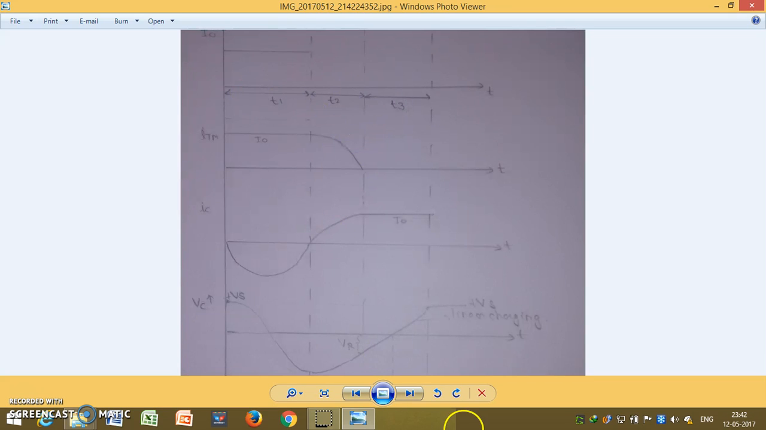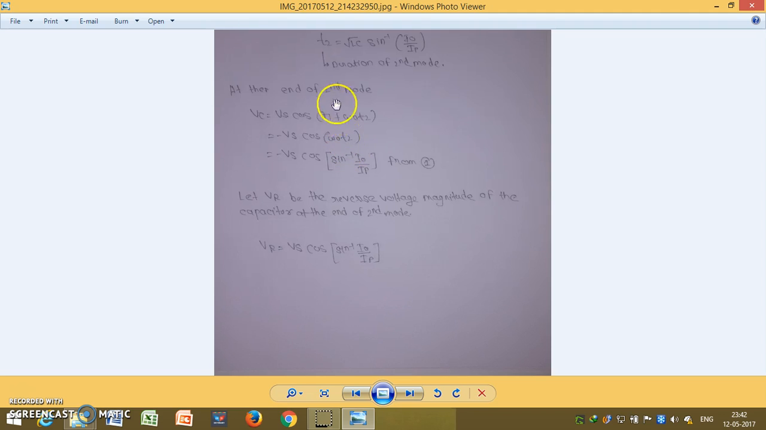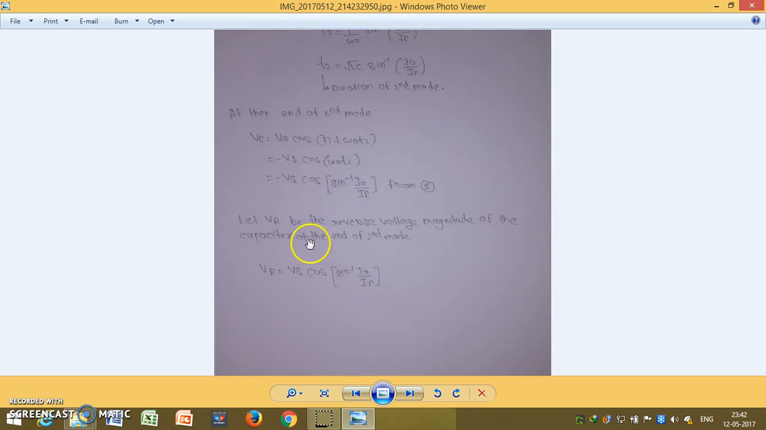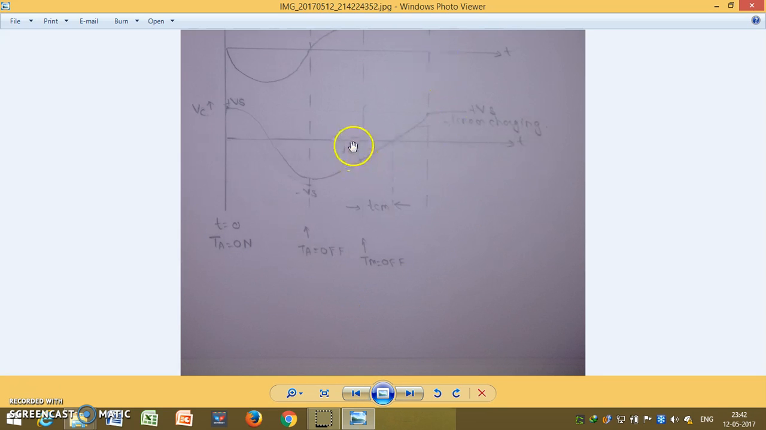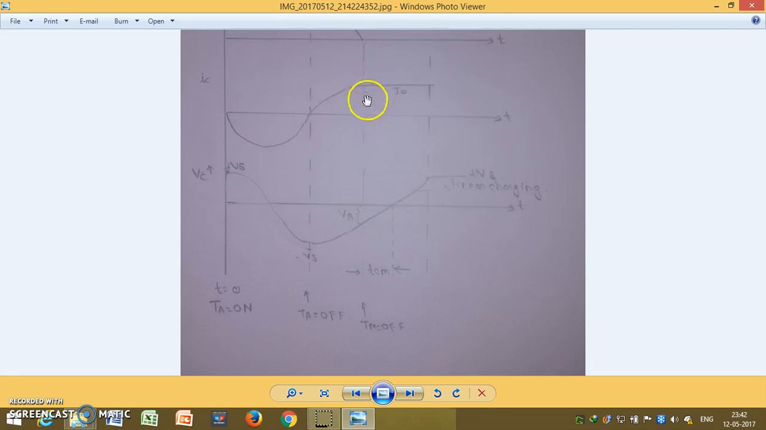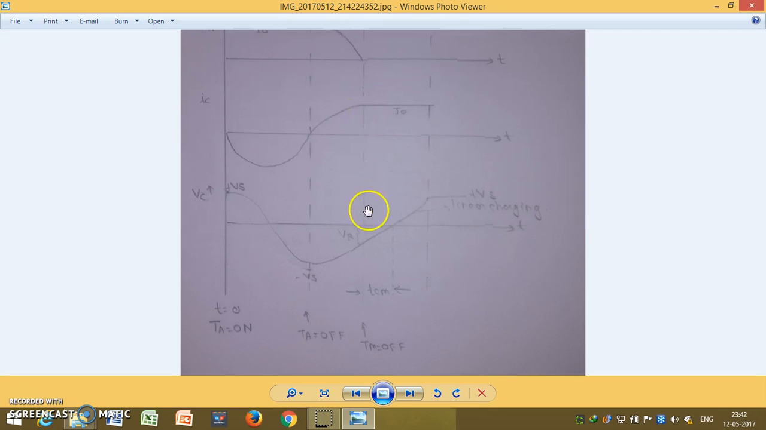Pi plus omega naught T2. Now cos of pi plus omega naught T2 is minus cos omega naught T2, and from the omega naught T2 derivation we also know the sin inverse of I naught by Ip, so we will put it here. Let VR be the reverse voltage magnitude of the capacitor at the end of second mode. We have written reverse now, so we will drop that minus sign and get the final equation. So this is the reverse voltage applied across the thyristor after turning off.